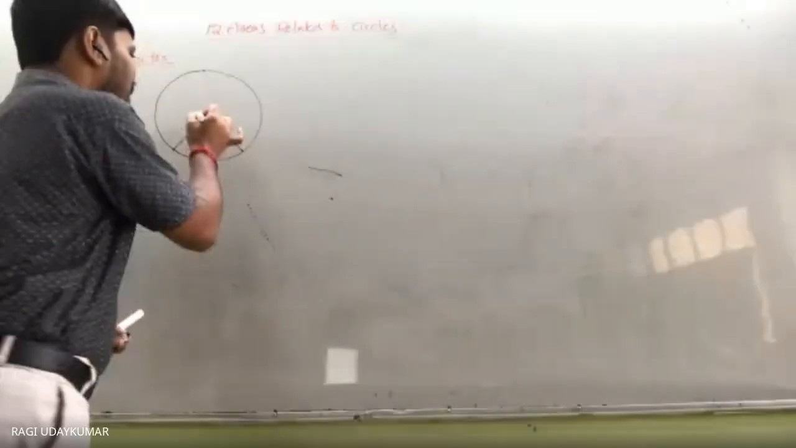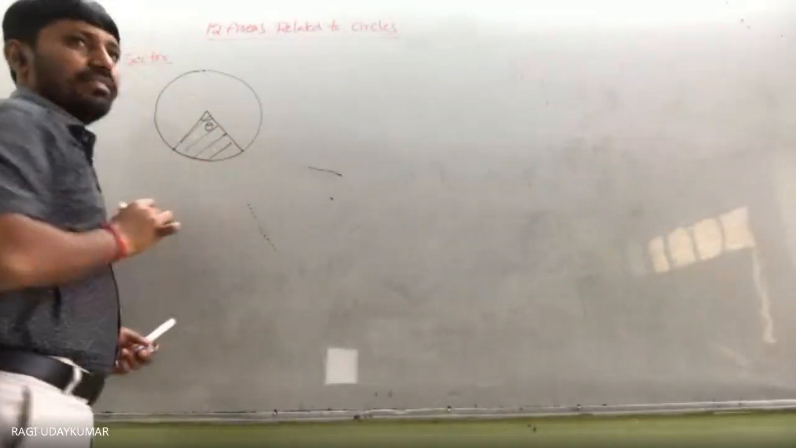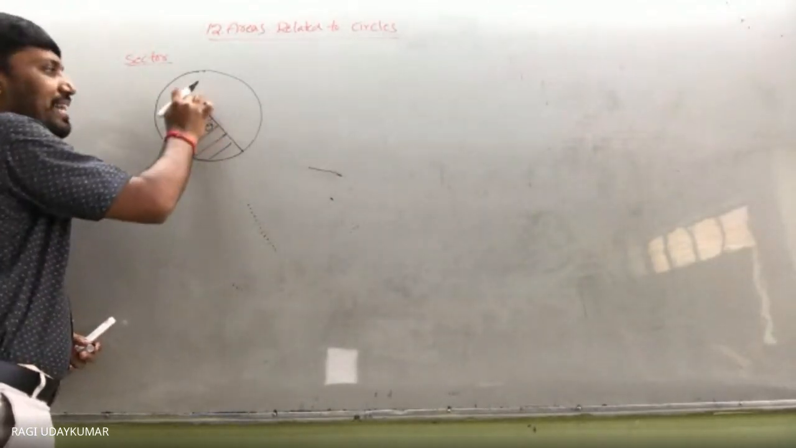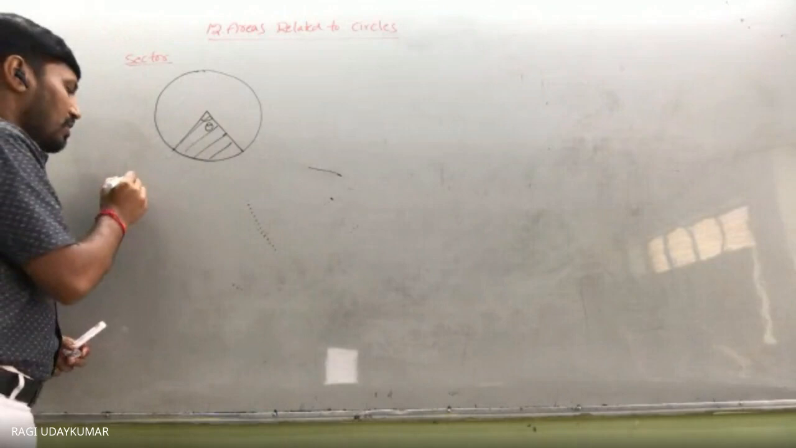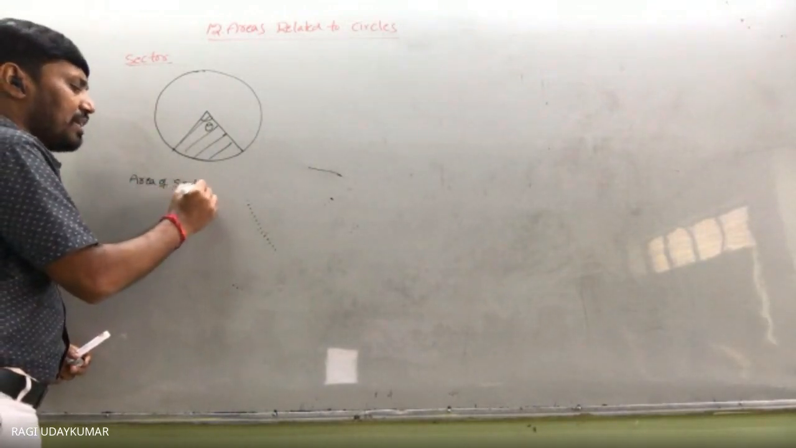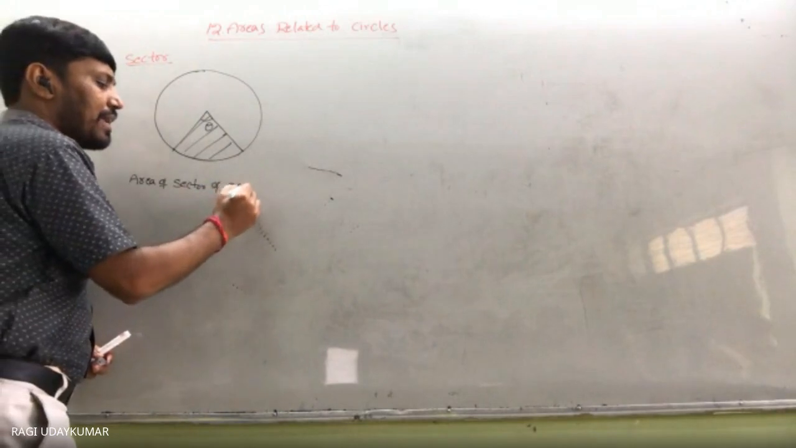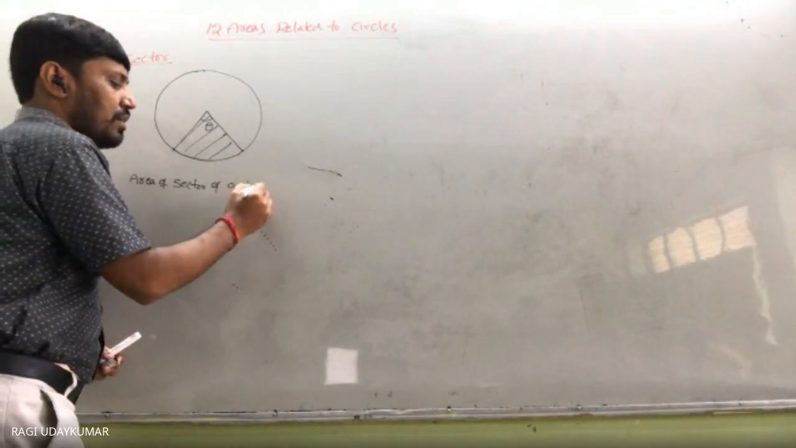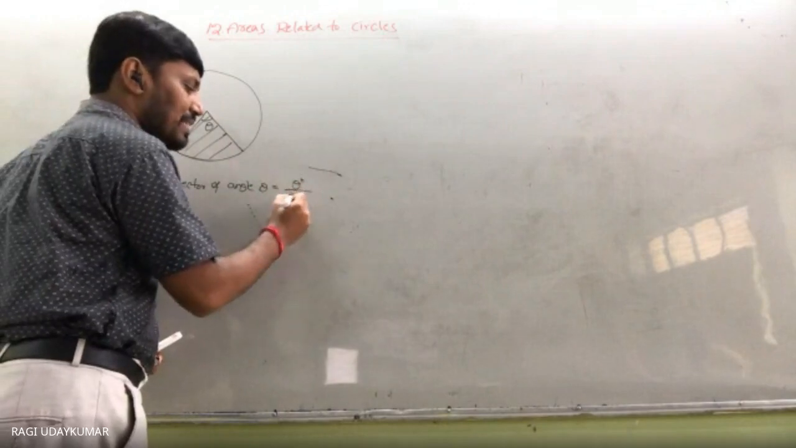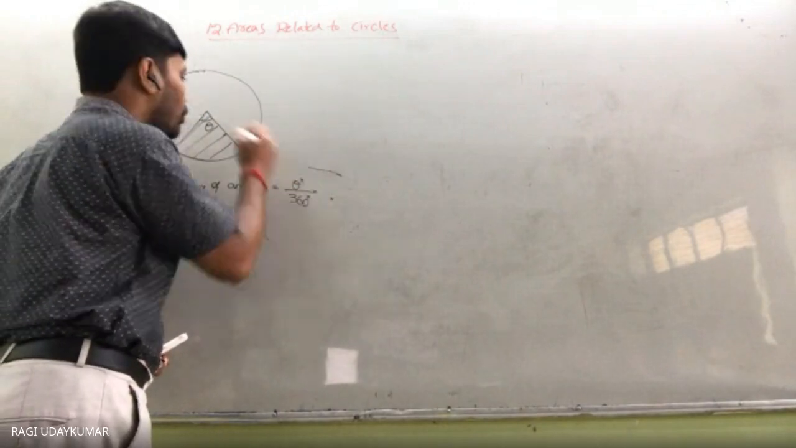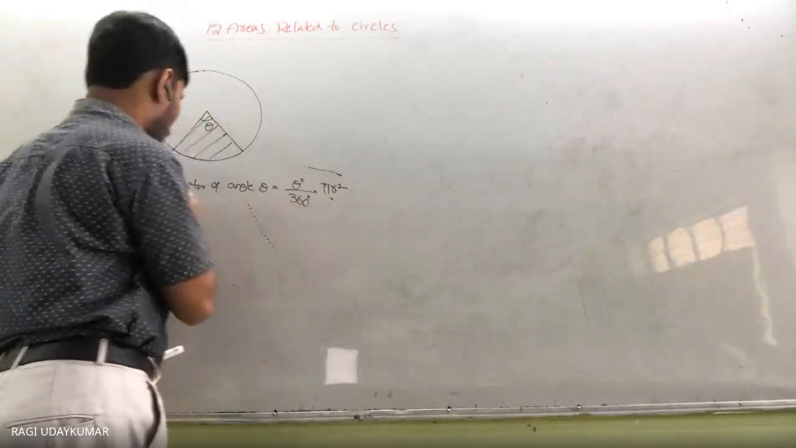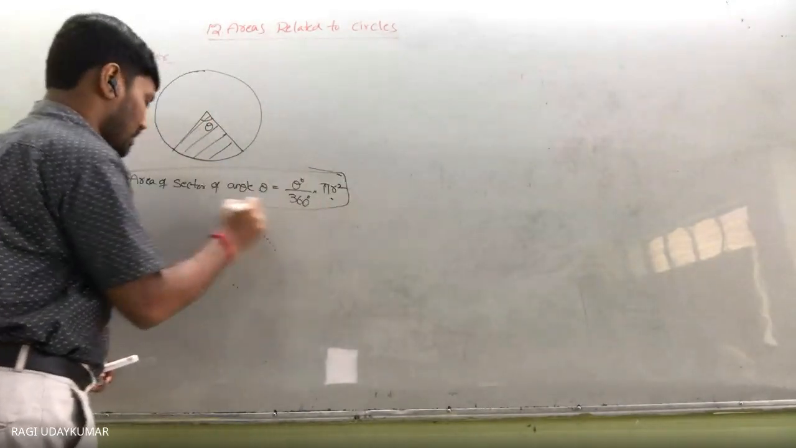And if it is making an angle of theta degrees, a complete angle is how much? 360 degrees. So area of sector of an angle theta degrees is equal to theta degrees by 360 degrees into the total area. How much is it? Pi r square, right? So area of the circle is pi r square. This is the area of the sector.